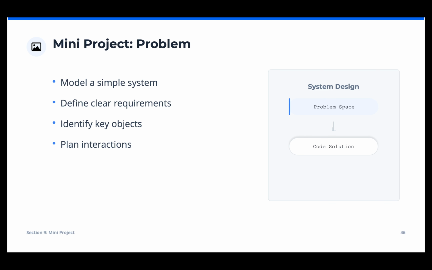Now a mini project. To model a simple system, we first identify requirements, key objects, and interactions. This is an excellent habit because OOP is not only about syntax, it is also about deciding what objects exist in the problem space and how they should behave.